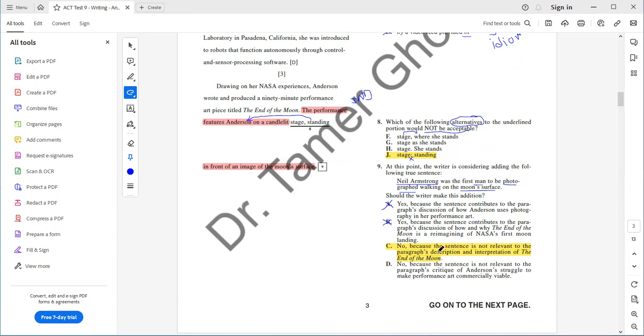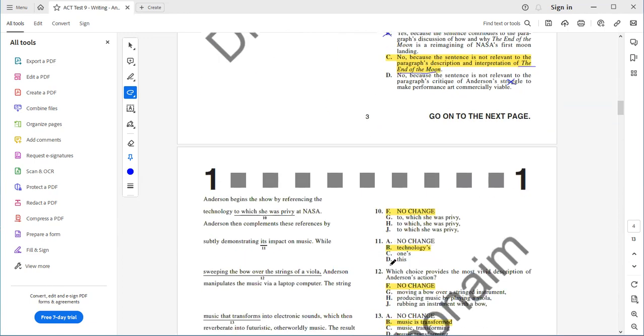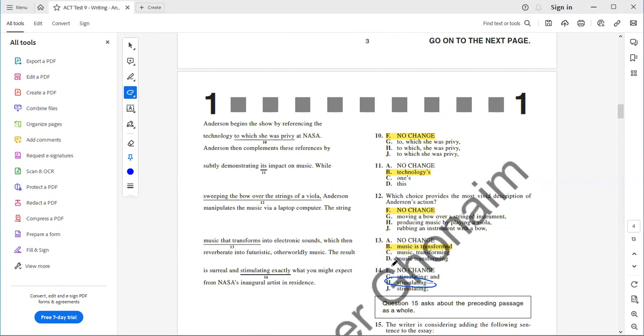Here he said no, because the sentence is not relevant to the paragraph's description and interpretation of The End of the Moon. Because The End of the Moon is something that is performed, produced and drawn, so it's not something that we travel to. D, no, because the sentence is not relevant to the paragraph's critique of Anderson's struggle. We didn't talk about this struggle. Clear? Clear. Okay, Engineer Omar, number 10.